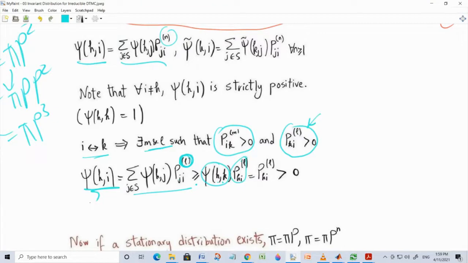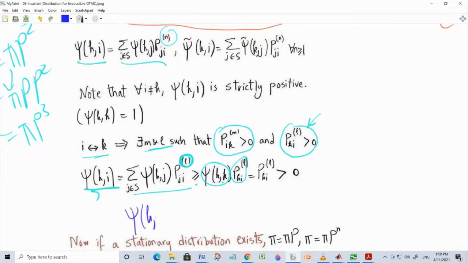This is for any generic i. So basically all states, I mean, i can be any state. So in fact, the psi values are strictly positive. They are not just non-negative. The vector that we have constructed is strictly positive. So let's say this again.